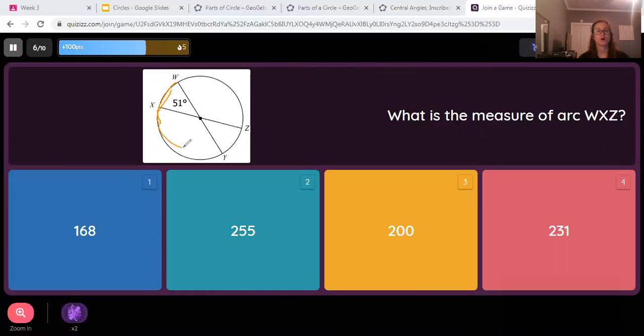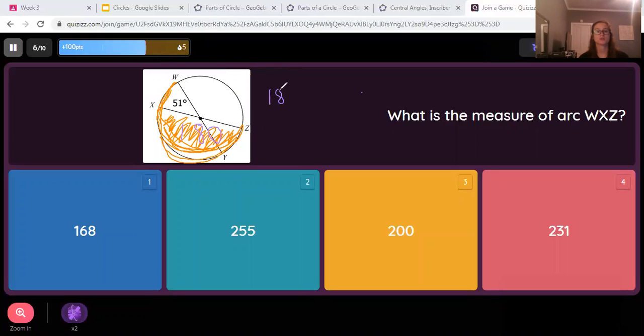So it's got to go all the way around to Z. But it has to go through X since X was in it. So we want all of that. Now, we know what this part is, the semicircle. We know that this all has to be 180 degrees. So I'm going to go ahead and write that in there. We know this part's 180 degrees.